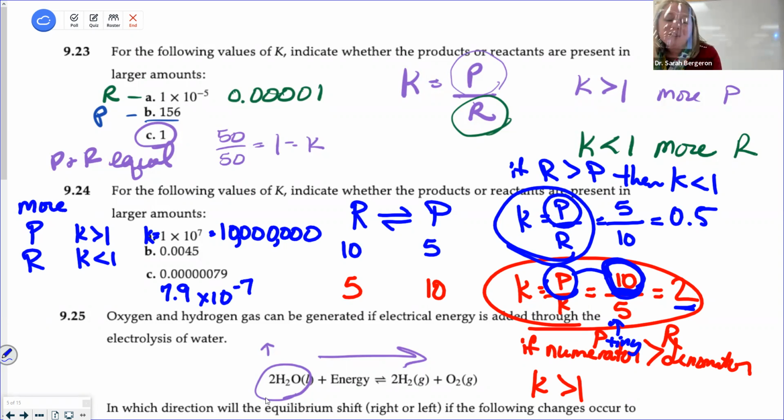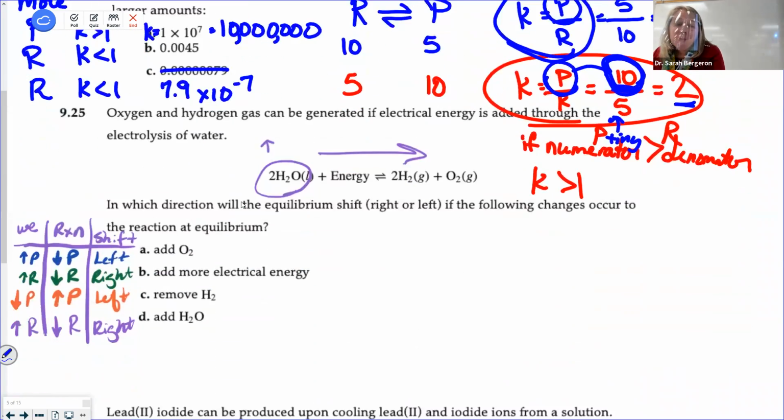7.9 times 10 to the -7. Okay, so sometimes I'll give it to you in expanded form, sometimes I'll give it to you in scientific notation. So is 7.9 times 10 to the -7 greater than 1 or less than 1? Very much less than 1, right? So you have to know that that negative exponent means that number is tiny. But if I give it to you in scientific notation, you can always write it out. You have paper, you can do that. So if K is less than 1, what do we have more of? Reactants. Practice that. It will be good.